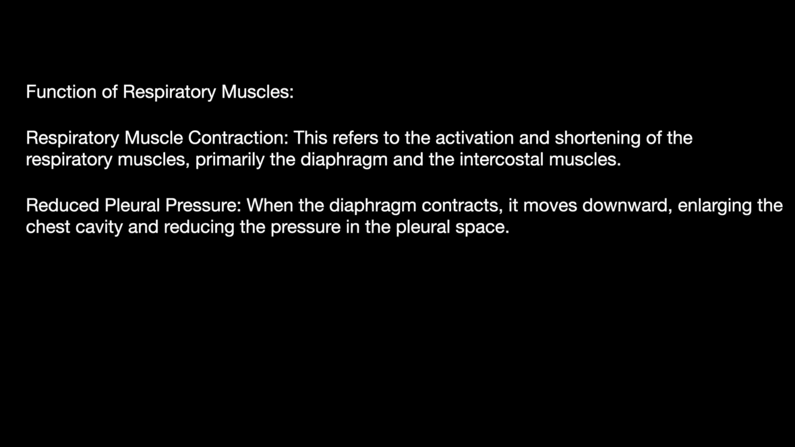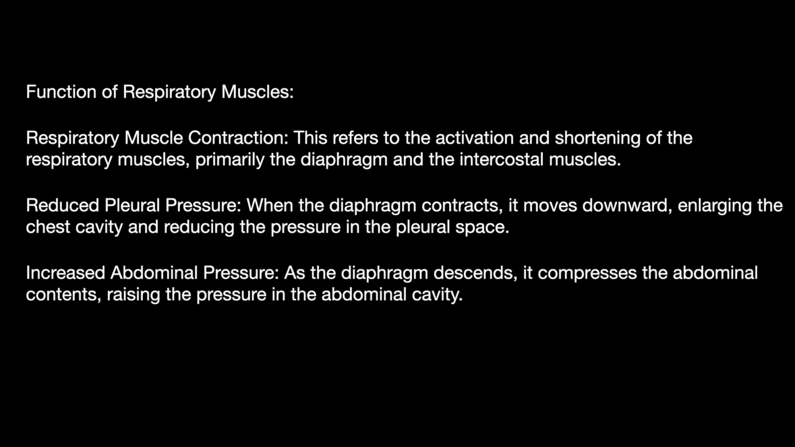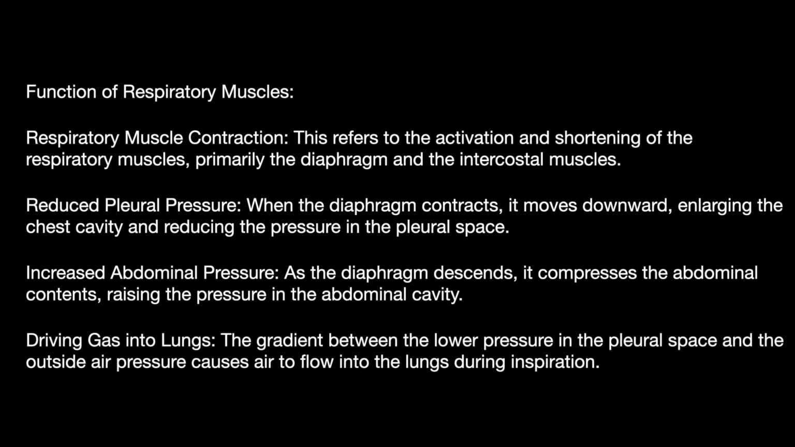This particular contraction results in a reduction in the pleural pressure. As the diaphragm contracts and moves downwards, enlarging the chest cavity, it reduces the pressure in the pleural space. As the diaphragm descends, it compresses the abdominal contents, raising the intra-abdominal pressure. Now, driving the gas into the lungs, the gradient between the lower pressure in the pleural space and the outside air causes the air to flow into the lung during the inspiratory phase.